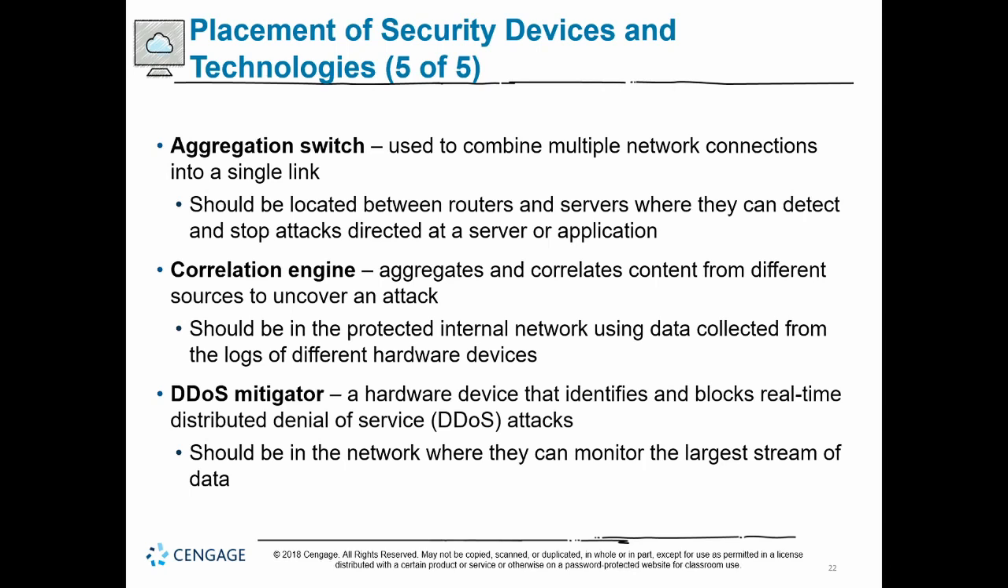A DDoS mitigator, a hardware device that identifies and blocks real-time distributed denial of service attacks, should be in the network where it can monitor the largest stream of data, to prevent the availability of your network from going down.